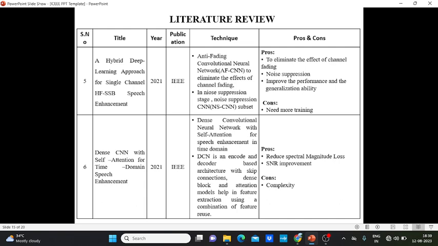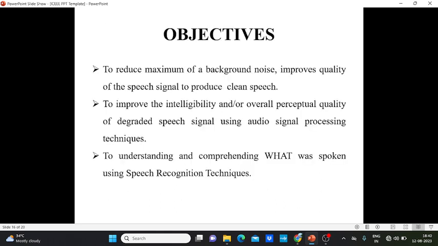So next thing, hybrid deep learning approaches for single channel speech enhancement. In this one, single channel techniques are used. It is effective at eliminating channel fading, noise suppression is very good, and it needs more training. And dense CNN with self-attention for time domain speech enhancement. In this technique, a dense convolutional neural network is used. Its spectral magnitude loss is very low, and there is an improvement in the speech signal to noise ratio. The drawback is the complexity.